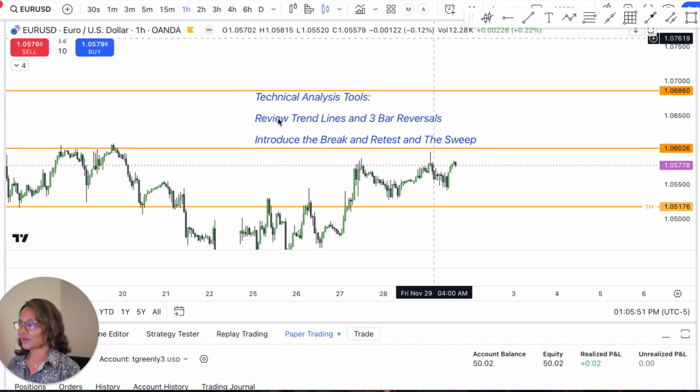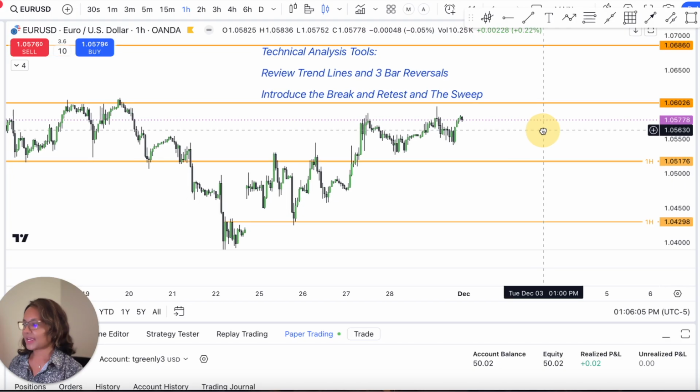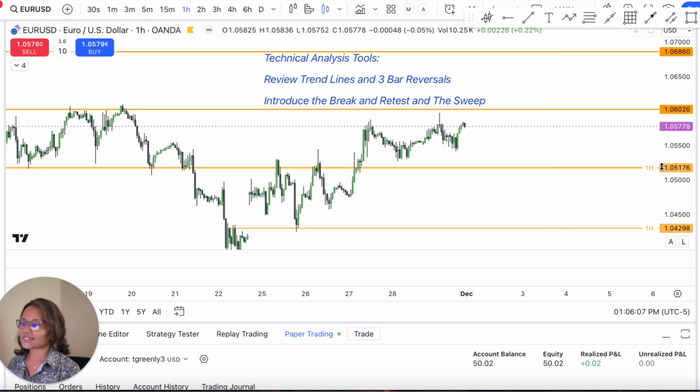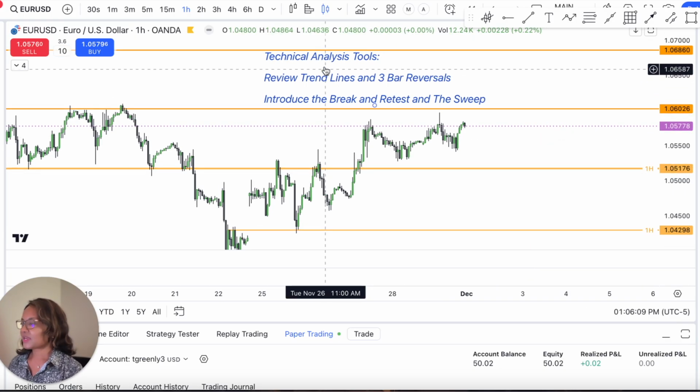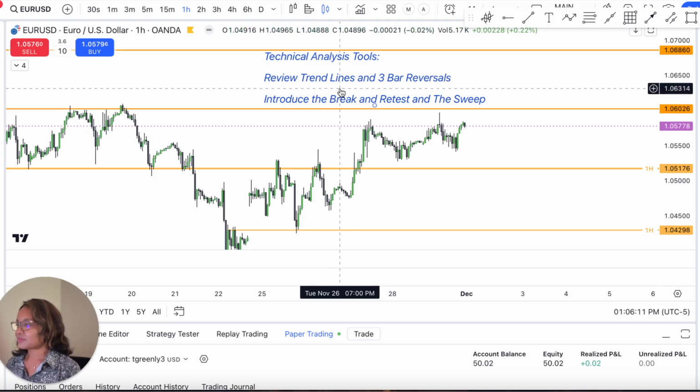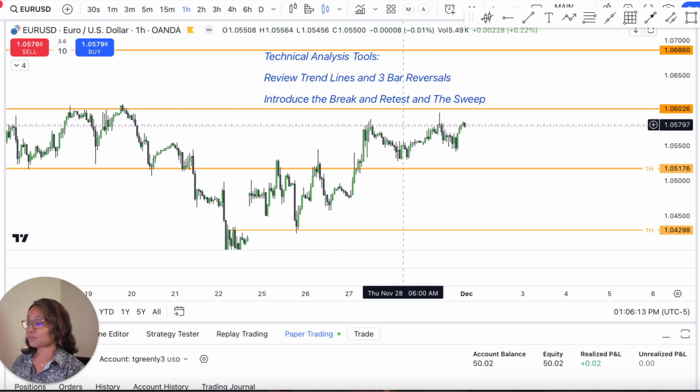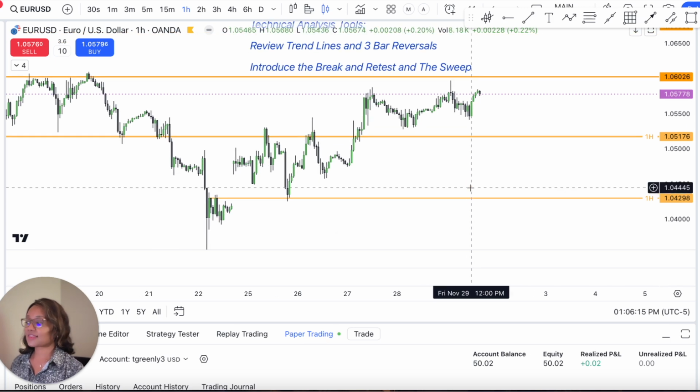All right, here we are on our chart again, and we're on our 1 hour time frame that we found before. So what we'll do first is take a look at our screen and review some of the technical analysis tools that we talked about before. We discussed trend lines and 3-bar reversals, so hopefully you've been practicing those.